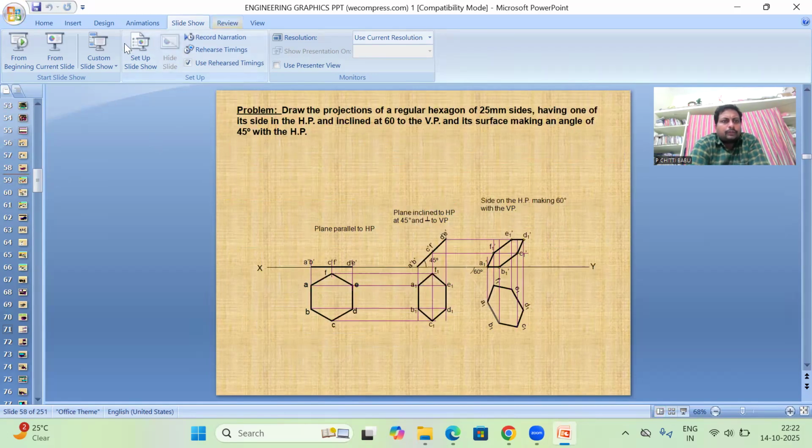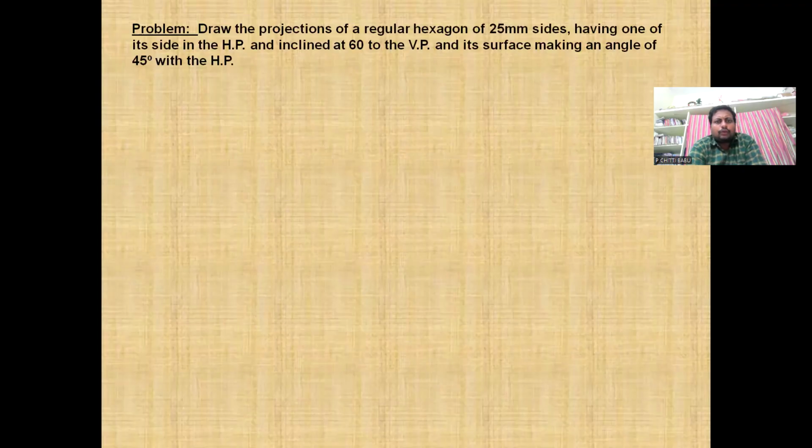So now we are going to see another problem. Draw the projections of a regular hexagon of 25 mm side, having one of its sides in the horizontal plane and inclined at 60 degrees to the VP, and its surface making an angle of 45 degrees to the HP. So, in the same manner as the previous problem, one more additional point here is that it is inclined at 60 degrees to the VP.